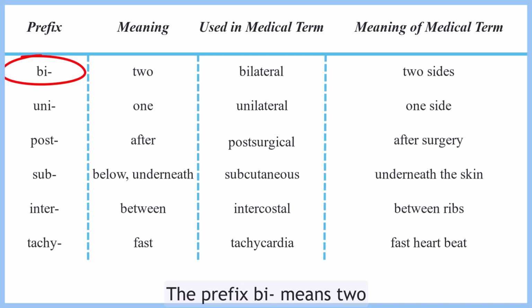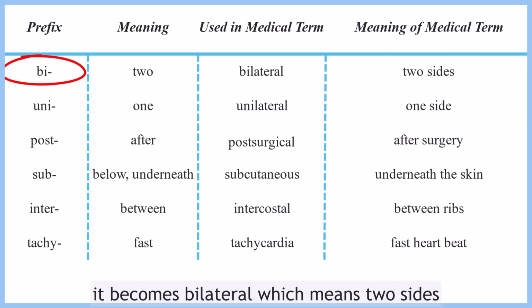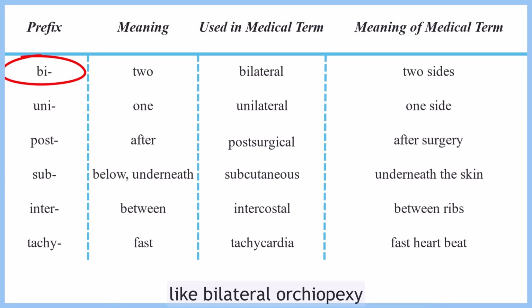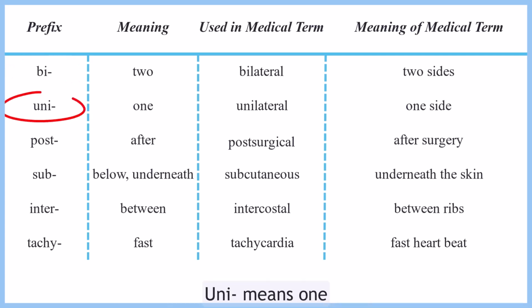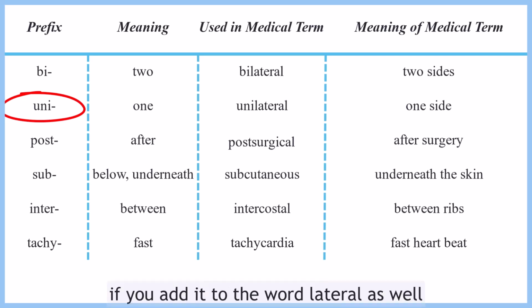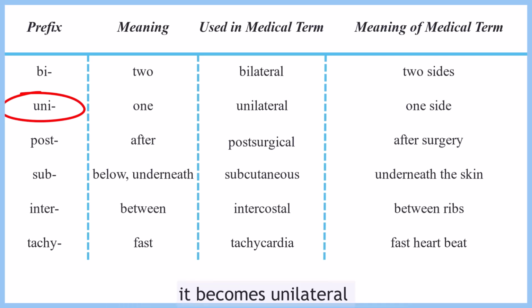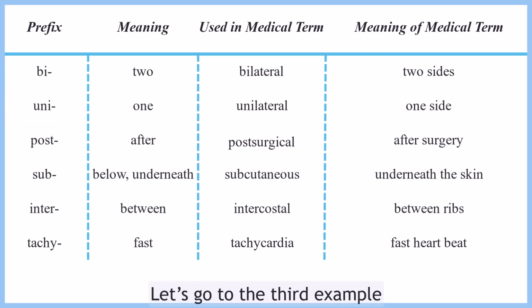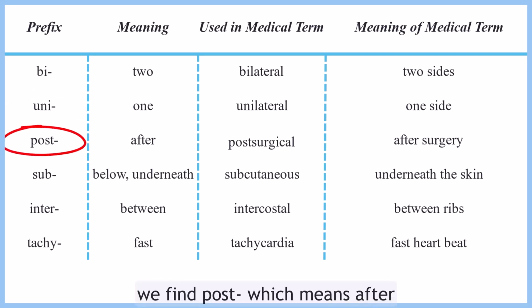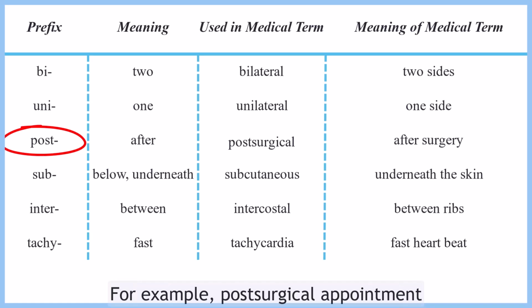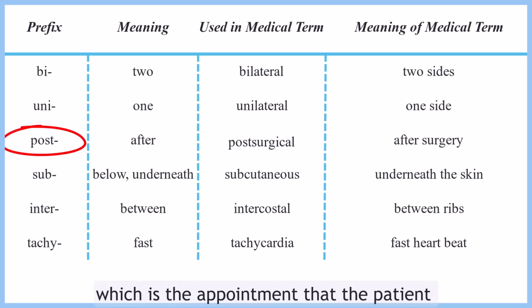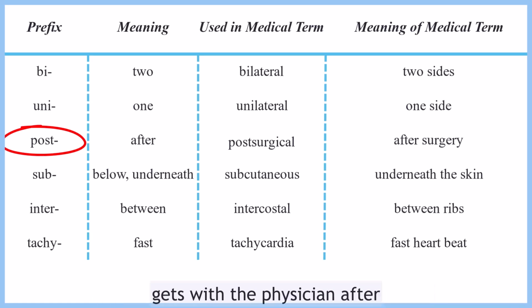The prefix bi means two. If you add it to the word lateral, it becomes bilateral, which means two sides, like bilateral orchiopexy. Uni means one. If you add it to the word lateral as well, it becomes unilateral, which means one side. Let's go to the third example. We find post, which means after. For example, post-surgical appointment, which is the appointment that the patient gets with the physician after the patient has had a surgery.